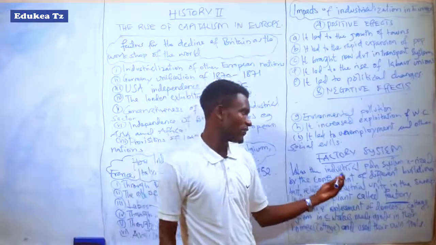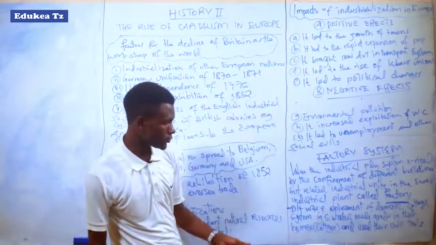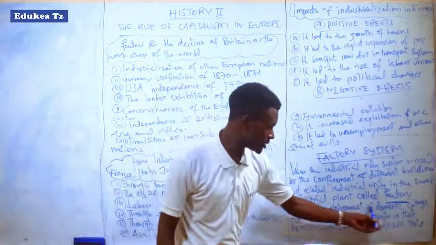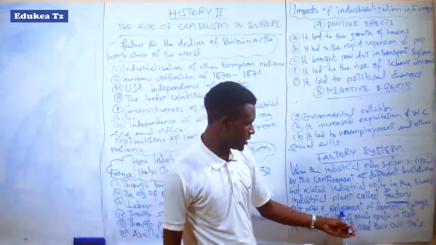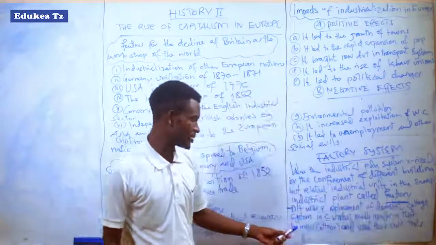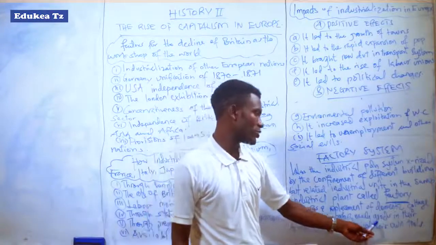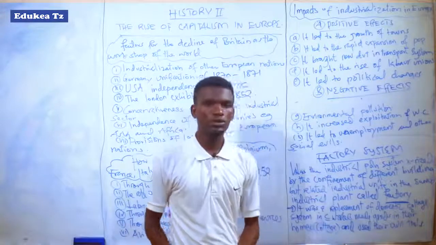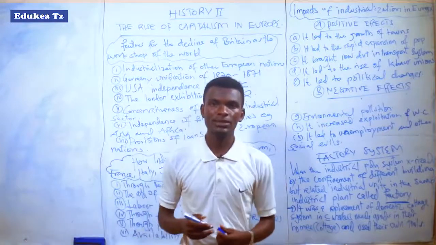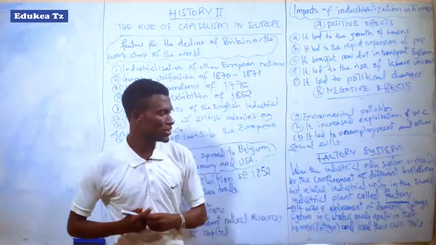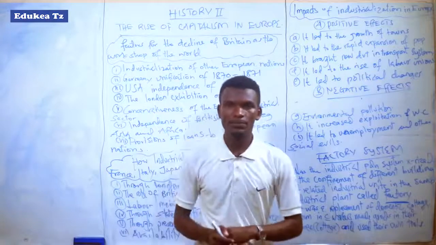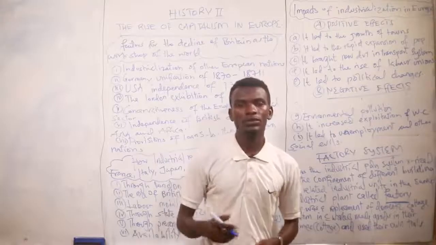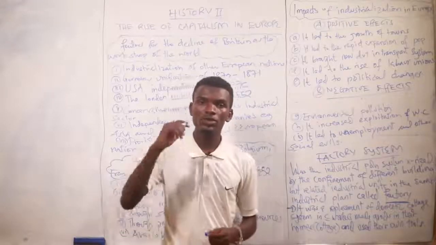After looking at the definition of the factory system, let us look at this statement. It was a replacement of the domestic cottage system in which workers made goods in their homes or cottages and used their own tools. It means that the factory system was a replacement of the cottage system whereby workers were producing goods in their homes and using their own tools.